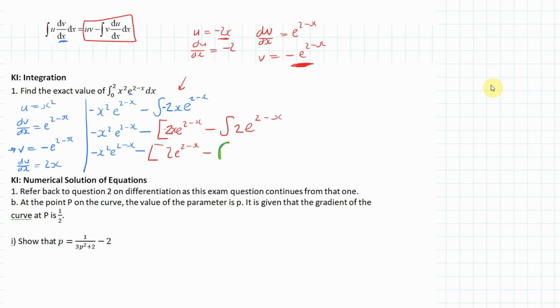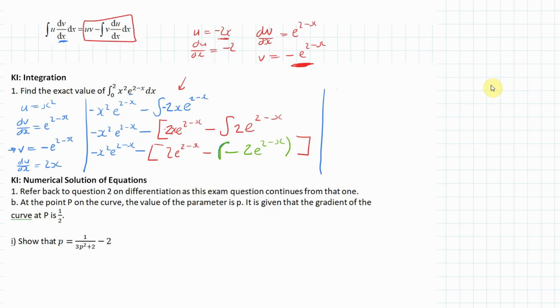My apologies. So when we integrate this, we're going to get negative 2 e to the 2 minus x. Okay, now we're ready to write this whole thing out.